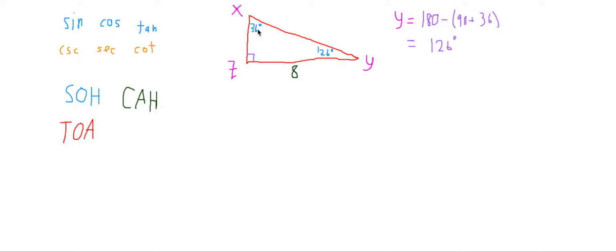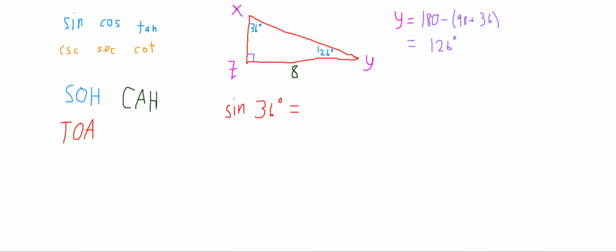So we can actually use 36 degrees and 8 as part of our calculation here. We're going to go ahead and do sine of 36 degrees, and that's actually going to be equivalent to opposite over hypotenuse. Opposite is the side opposite to the given angle.